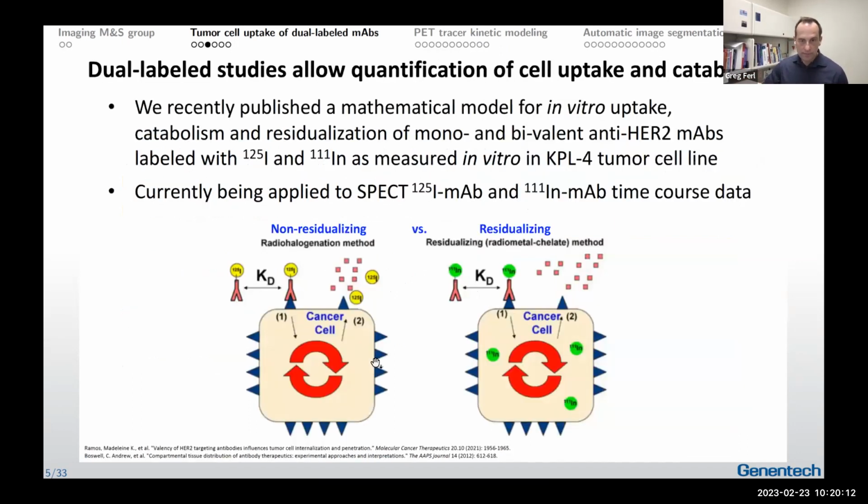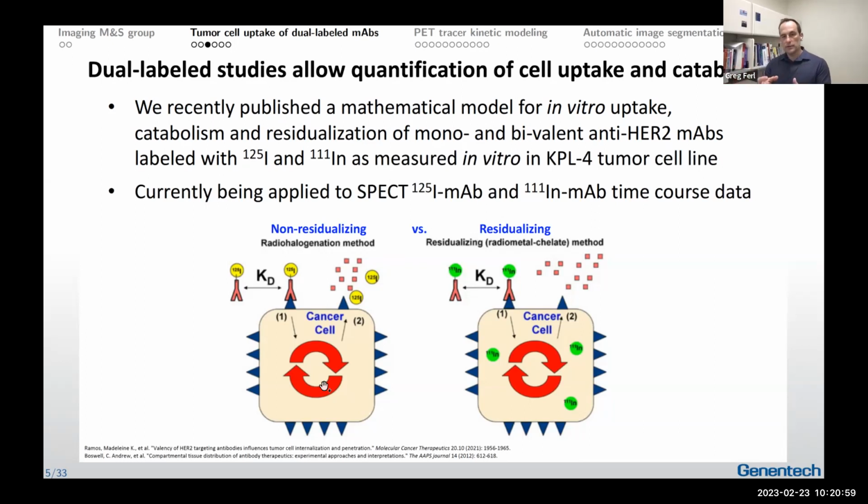So our investigative pharmacokinetics group in my home department in development sciences, they've been running studies, initially in vitro studies in a KPL4 tumor cell line, where we label mono and bivalent anti-HER2 antibodies with both iodine-125 and indium-111. And so the key thing to take away from this is that I-125 is what we call a non-residualizing radionuclide, where once the radiolabeled antibody is internalized within the cell and catabolized, the free iodine leaves the cell essentially very rapidly.